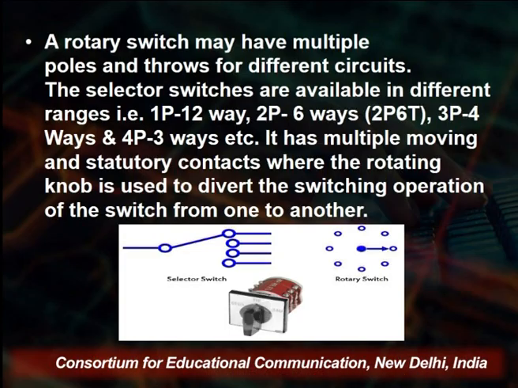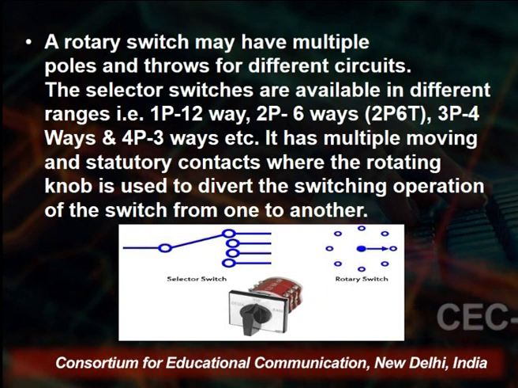Rotary switches may have multiple poles, right? You see on the right hand side on the screen, in the diagram, that the arrow is moving clockwise. It means we have multiple poles here. Rotary switches may have multiple poles and throws for different circuits. It depends upon our requirement. So you see in the diagram that this knob we can rotate clockwise or anti-clockwise.